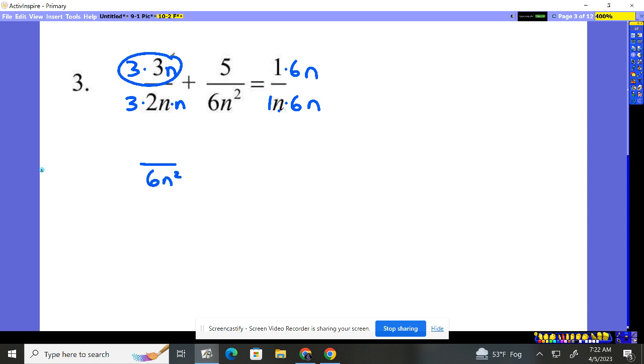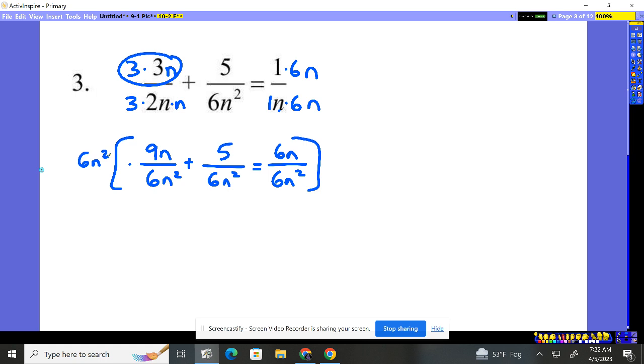So up top, we have a 9n plus, this is already a 6n squared, and a 5, equals, over here we have a 6n on top over a 6n squared. Since the bottoms are all 6n squared, we can sort of just ignore them. Technically, you can imagine that we're multiplying the entire thing by a 6n squared, which is going to cancel every one of those bottom pieces out. And it would leave you with 9n plus 5 equals 6n.